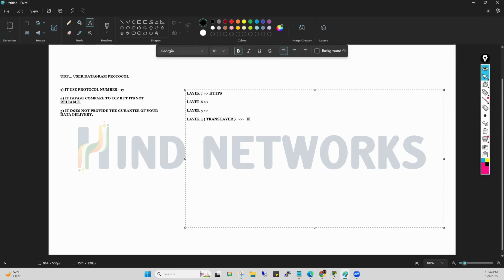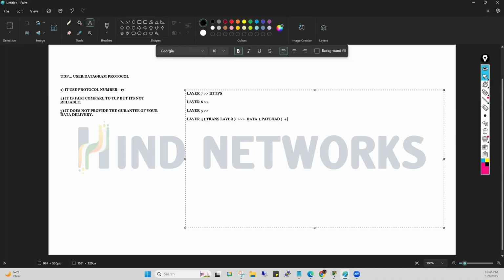Layer number 4 receives this data from layer number 5, yes or no? And this data is called payload. In previous class I told you that is called payload. Fine. After that, what will layer number 4 check? It will check the data that it received. In this data, what is the protocol? What is the port ID? We are using HTTPS. This payload belongs to HTTPS.